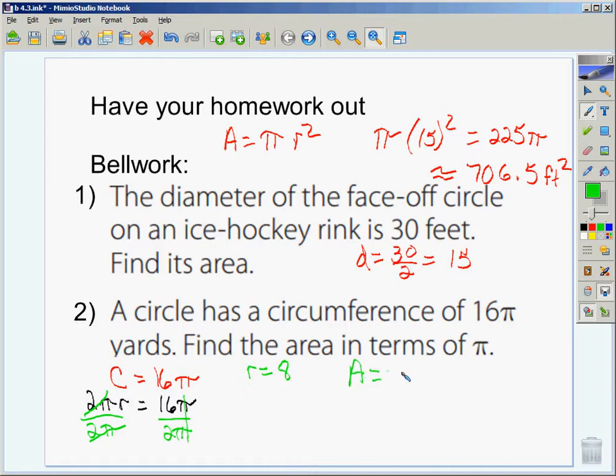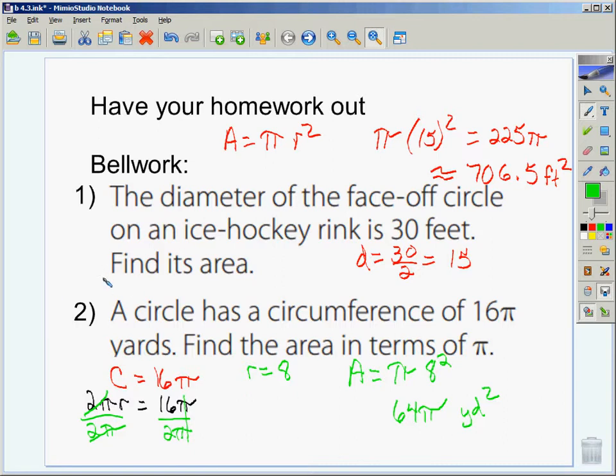The area is pi times 8 squared. What is 8 squared? 64. They said leave pi in the answer, so just leave it there. Don't do that last multiplication. Okay? And it'd be 64 pi, and this would be yards squared.